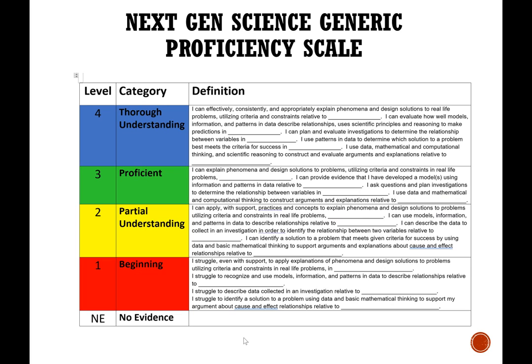This is an example of a generic science proficiency scale in which what is communicated is basically understanding the scientific method and, in general, the scientific concepts. The blanks are where you would insert whatever the topic might be, whether it's genetics or Earth and space.